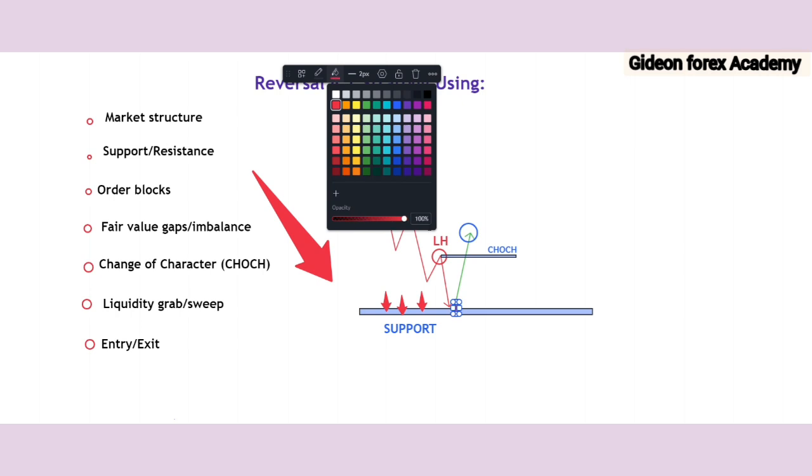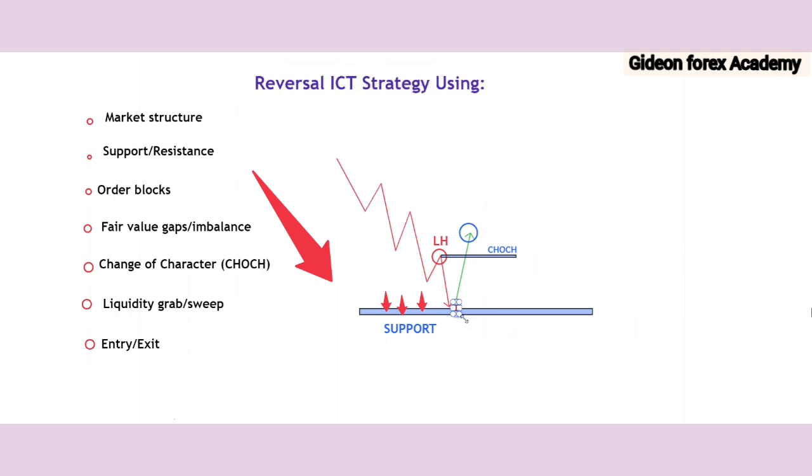When you see this change of character and the price has broken above the lower high, the order block has to be formed below here, down here at the support area. It's usually the last red candle in the bearish market. So usually the last candle before the aggressive bullish move. It's usually something like that.